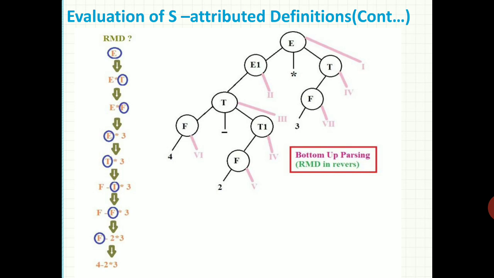Then we will expand the rightmost non-terminal T. Then the expression will become F minus F star 3. Then we will assign the terminal 2 to the F. Then the only non-terminal in that particular expression is F. We will replace that F by 4. So we will get the expression 4 minus 2 star 3 by using rightmost derivation.